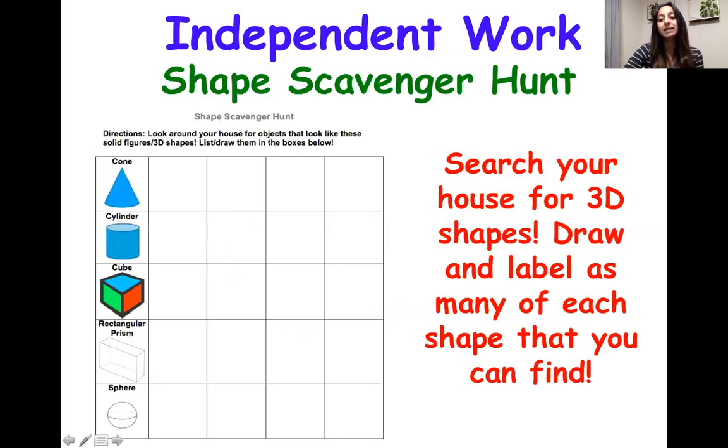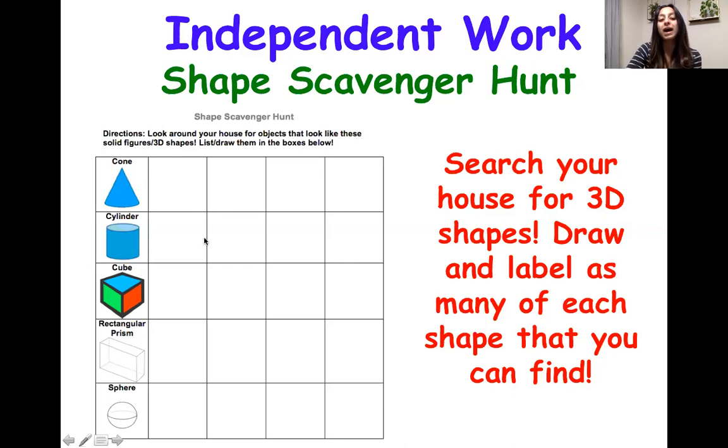So boys and girls, today you're not going to have any Think Central work. There is no work to do on Think Central today. Today is kind of a day that we played those games together, and then you're going to do a center where you hunt for shapes around your house. On the post, I attached this worksheet that if you have a printer at home, you can print out, or you could just draw it on a piece of paper. Either way works. So what you're going to do is search your house for 3D shapes, and draw and label as many of each shape that you can find.